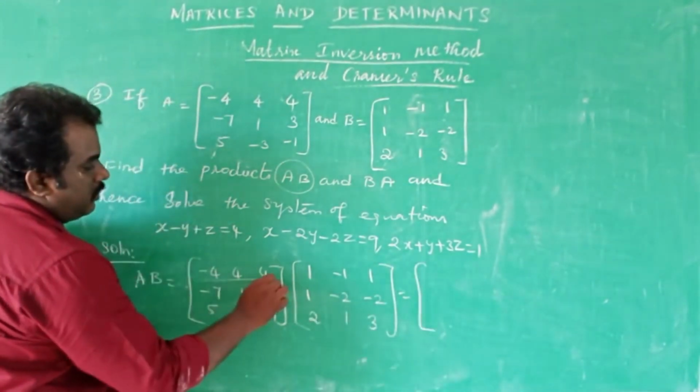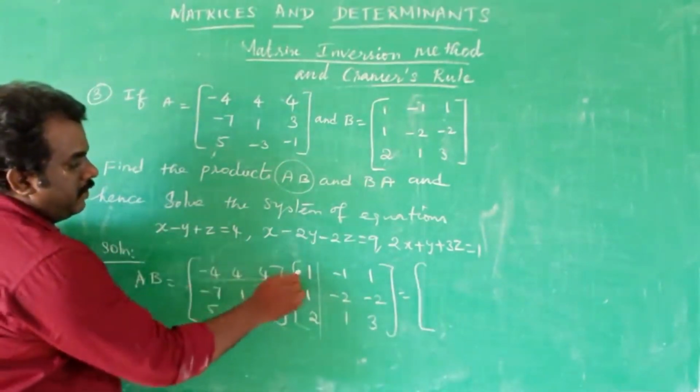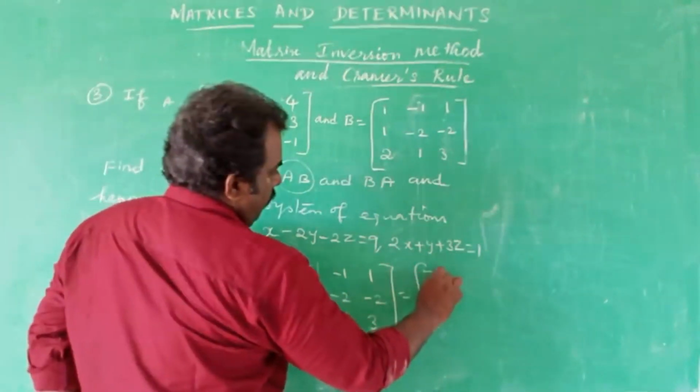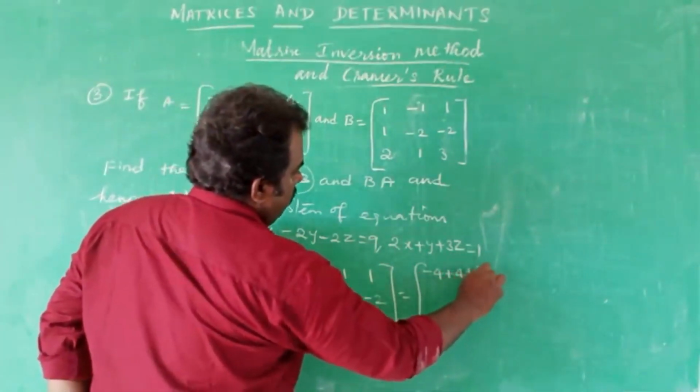Then multiply this. The first row is multiplied with the first column: minus 4 plus 4 plus 8.